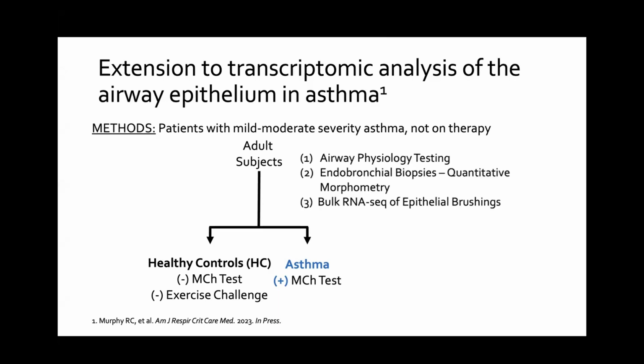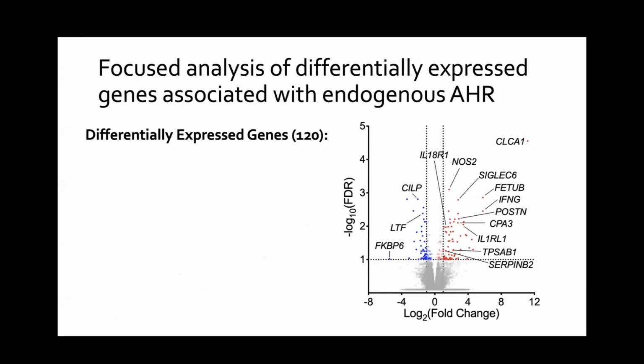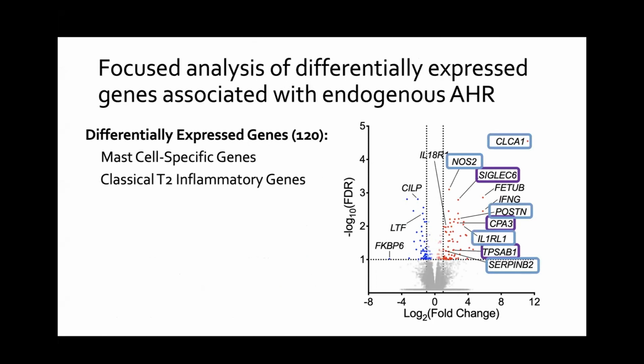So we sequenced the airway epithelium in that same group of individuals. And you may have figured this out by now, but you might expect us to see mast cell genes as shown there, Siglec-6, CPA3, tryptase, classical T2 genes like CLCA1, periostin, for example. But I think one of the key things is that there's lots of non-T2 genes that are associated with this same phenotype of having airway dysfunction, particularly things like the IL-18 receptors. So IL-18 is in that T3 category.